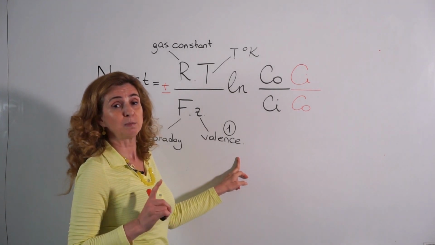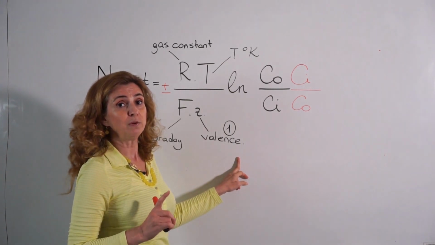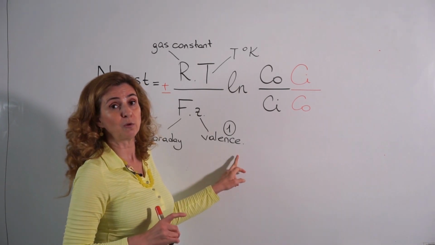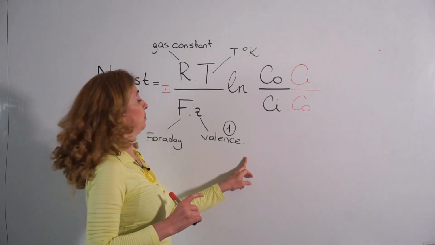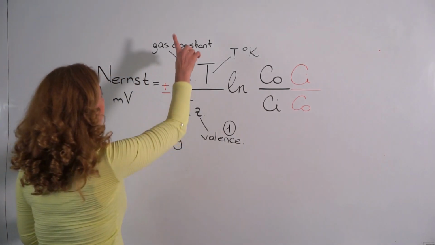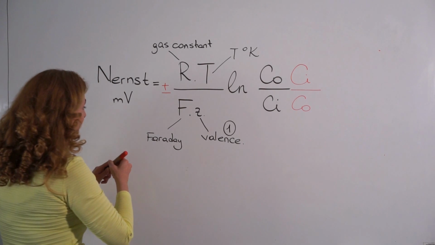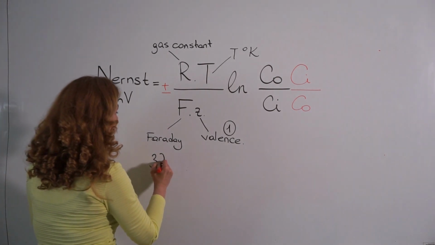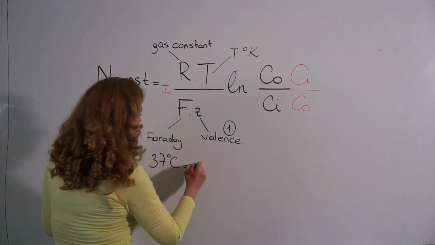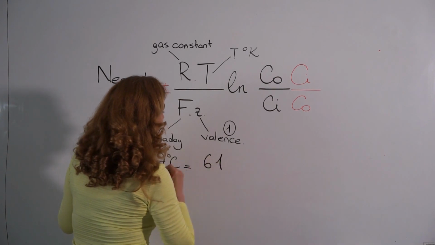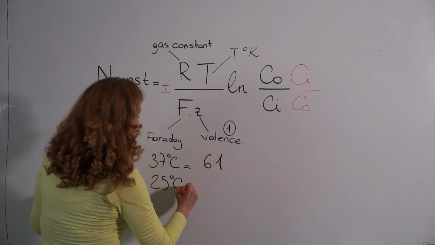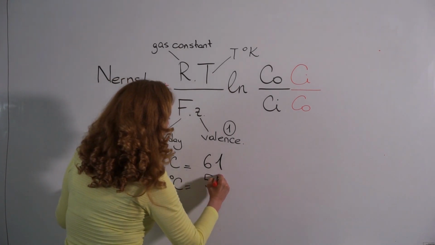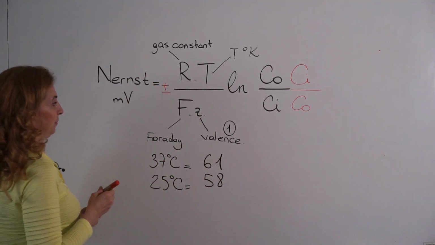Calcium ion carries +2 valence. So whenever we are referring back to the formula, we must keep in mind that the valence of calcium is +2. But right now, let us simplify this. For 37 degrees centigrade, this value simplifies to 61. For 25 degrees centigrade, it simplifies to 58.